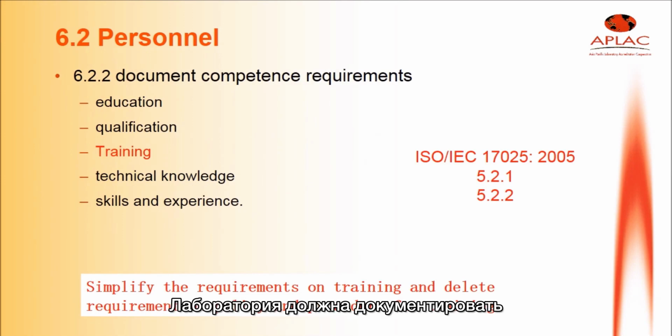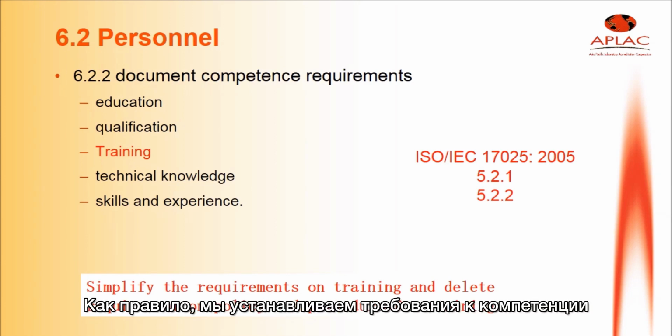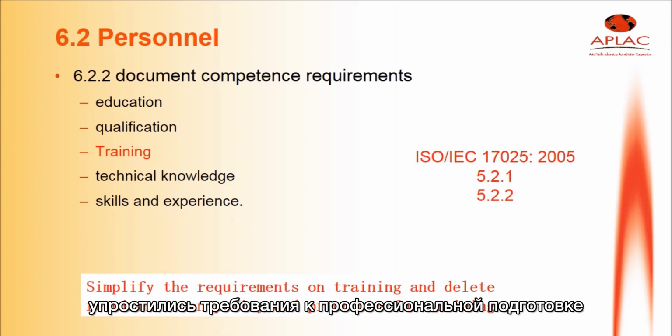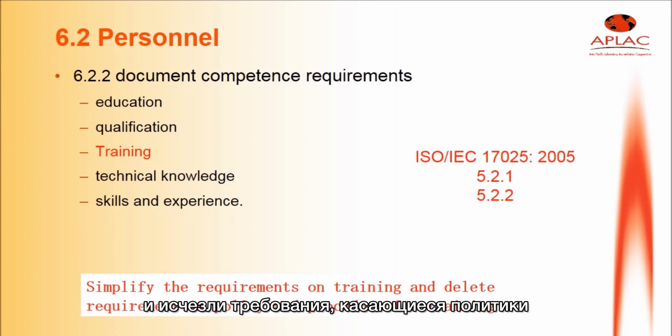The laboratory shall document the competence requirement for each function influencing the result of laboratory activities. But how to define the competence? Generally, we set up the competence requirements through establishing the requirements for education, qualification, training, technical knowledge, skill, and experience. You can say that the new version of 17025 simplified the requirements on training and deleted the requirements on policy and procedure for training.